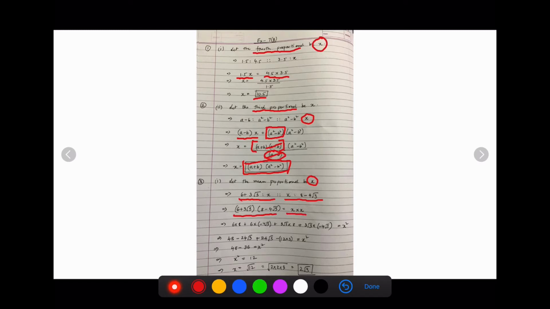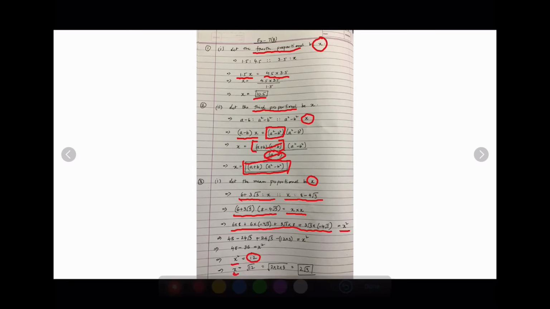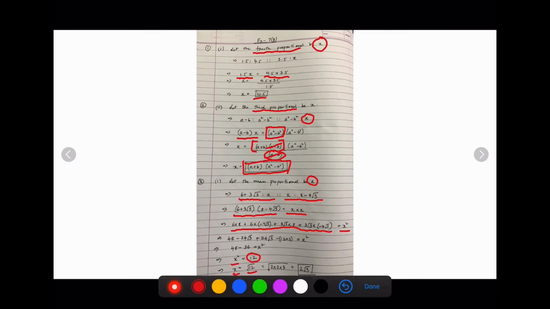And if you expand the left hand side, you will get 4 terms. And on the right hand side, you will have a term of x square. On the left hand side, if you simplify it further, it is actually just equal to 12. So x square will be equal to 12. Therefore, x will be equal to square root of 12. And if you split 12 into prime factors, then you will see that root 12 you can also write as 2 root 3.